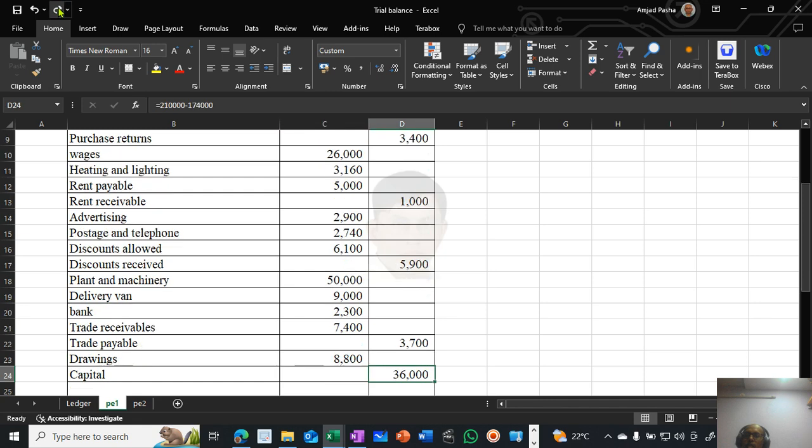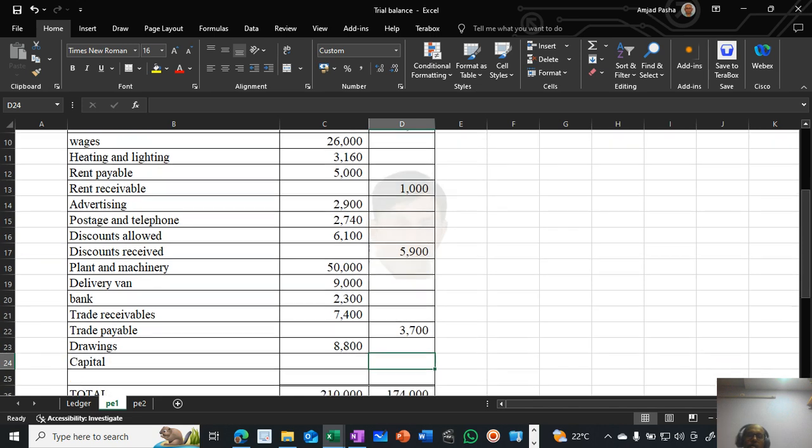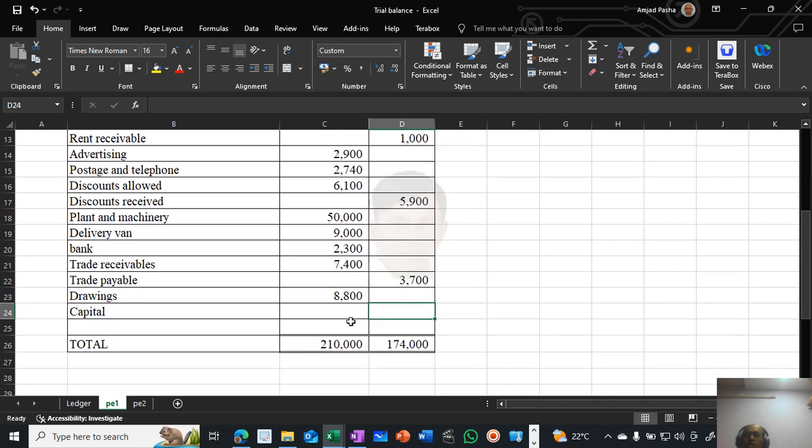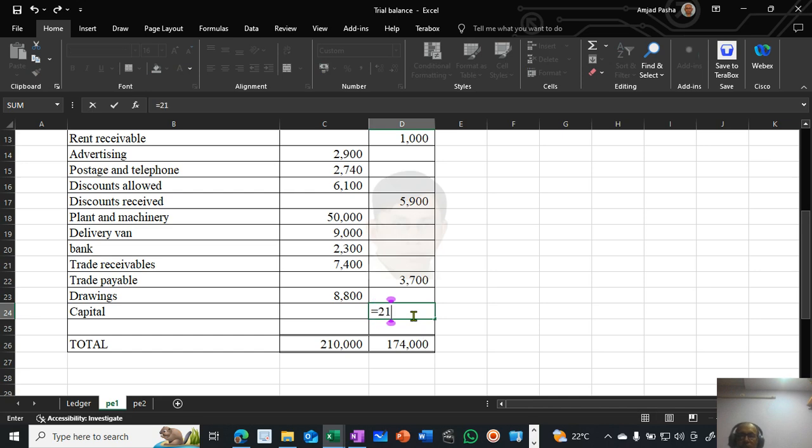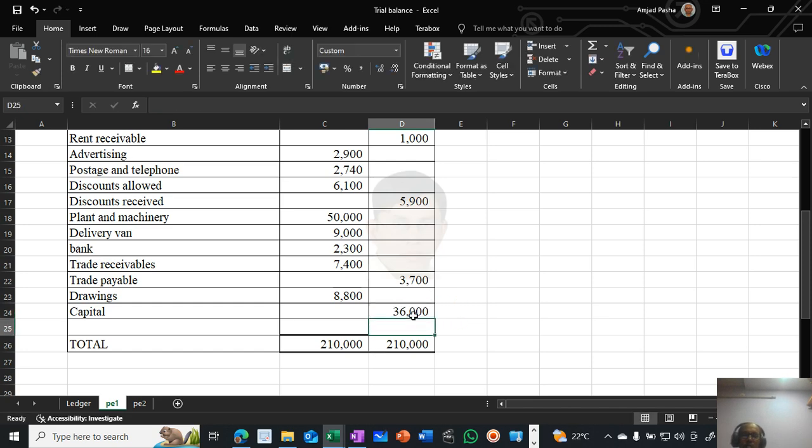So when we total it, we get these values, 210,000 and 175,000. So capital will be the balancing figure. What you can do is 210,000 minus 174,000. See, when you put this, both will tally. So this is the balancing figure, simple.